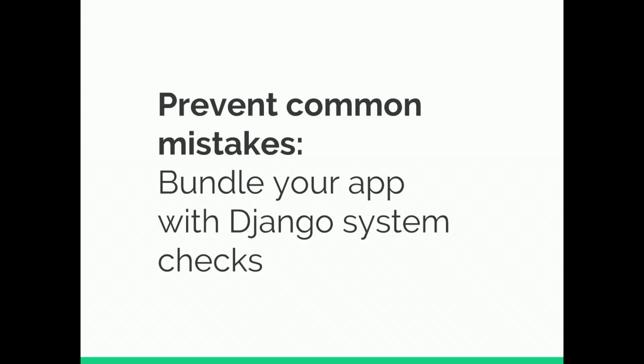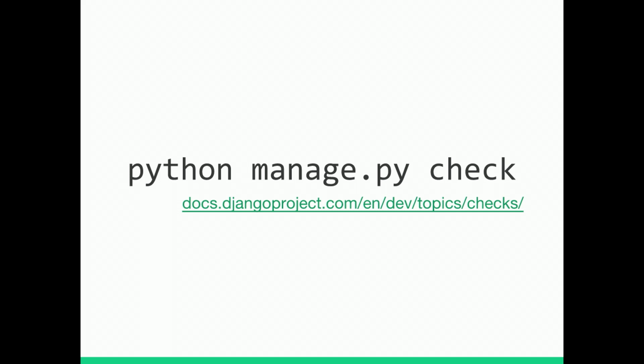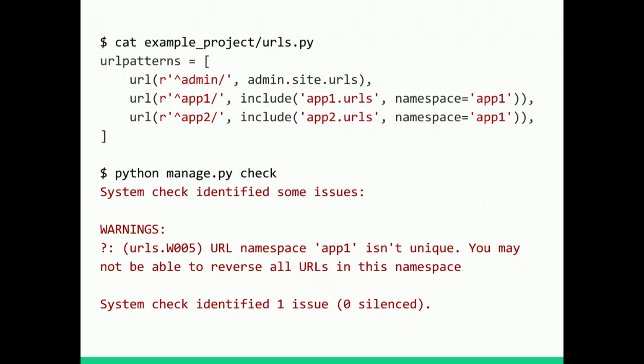Many people don't know that, but you can bundle your app with Django system checks. And what are those? You can put those on checks.py, and if people run python manage.py check, they will run constant checks that you wrote on their code base. So for example, here is an example of a check. There's a subtle bug here. You are using the same namespace for 2 different apps, and if you run manage.py check, the system check framework will detect that for you. And this is a check that comes built in with Django, but you can write your own to prevent common mistakes that users make on your app.